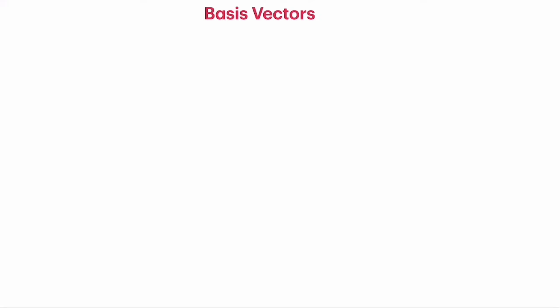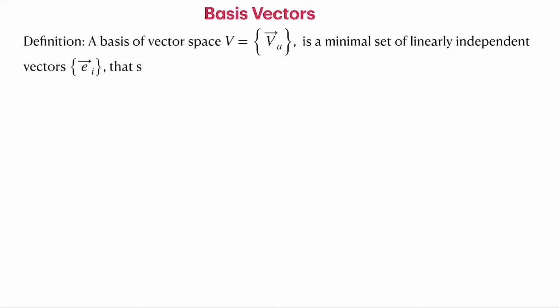Let's go to the concept of basis vectors, which is a very important idea both in the mathematics of vector spaces as well as in physics. Let's state the definition. A basis of a vector space V with the vectors v is a minimal set of linearly independent vectors e_i that spans the complete vector space.